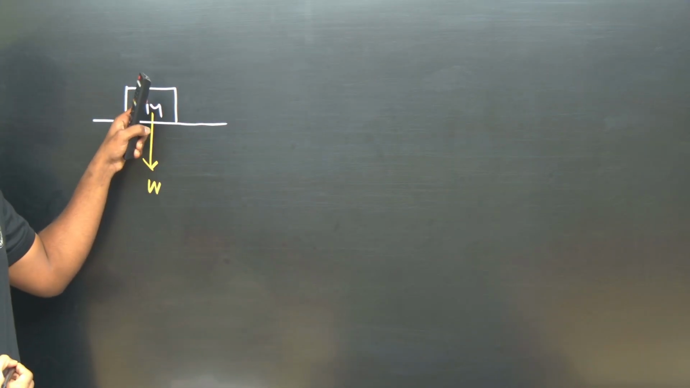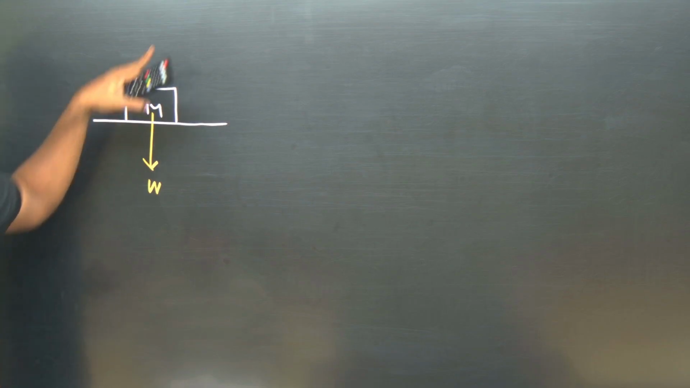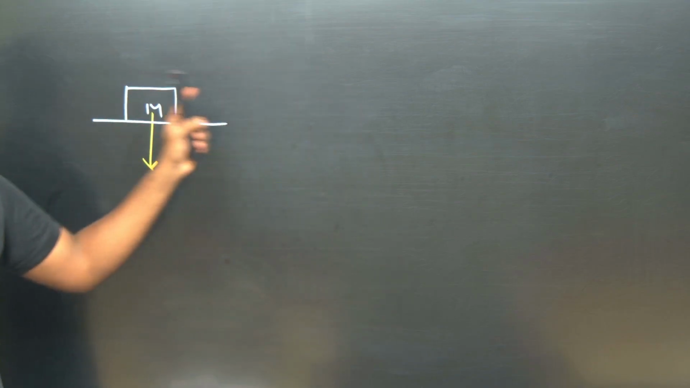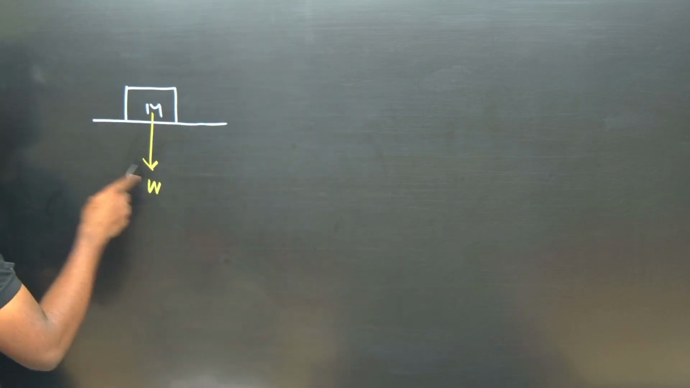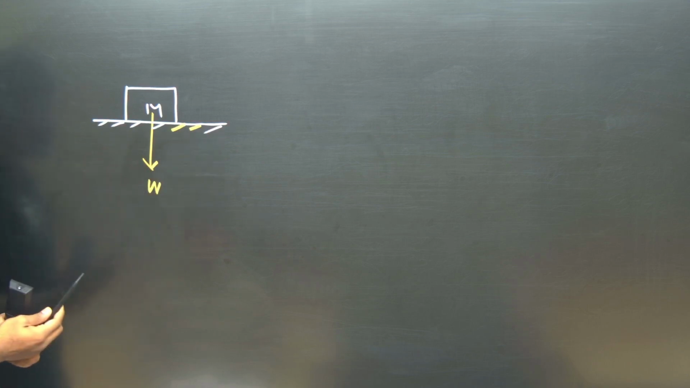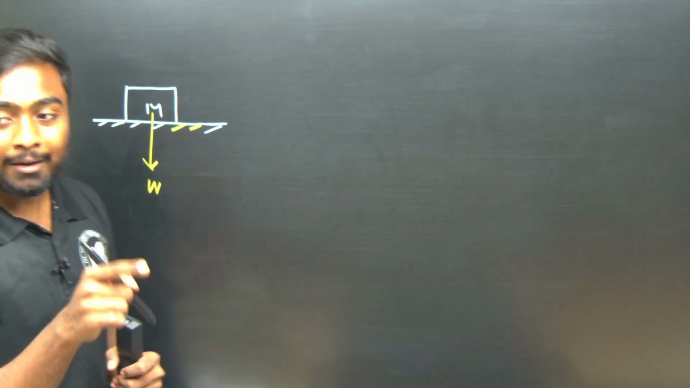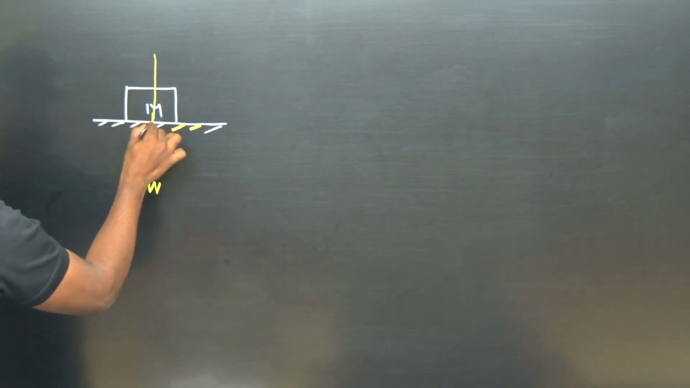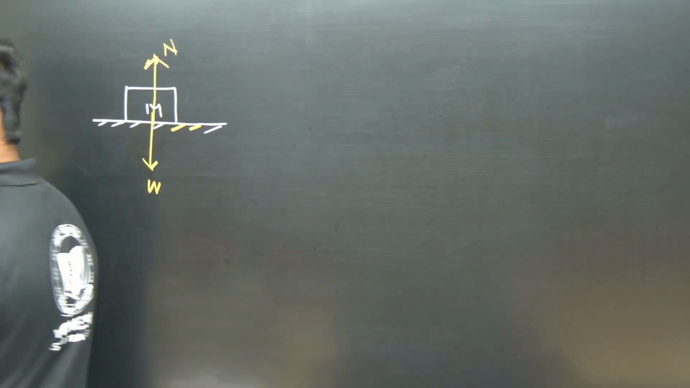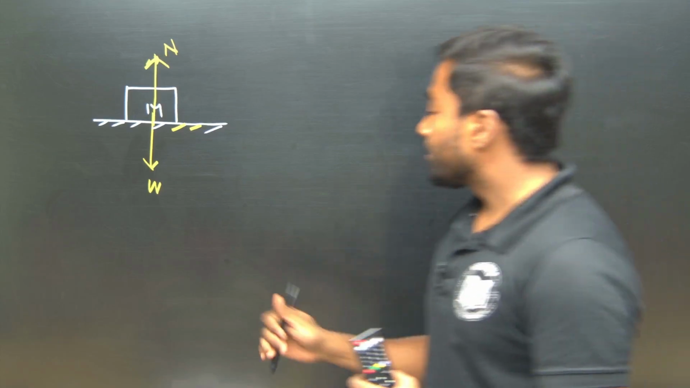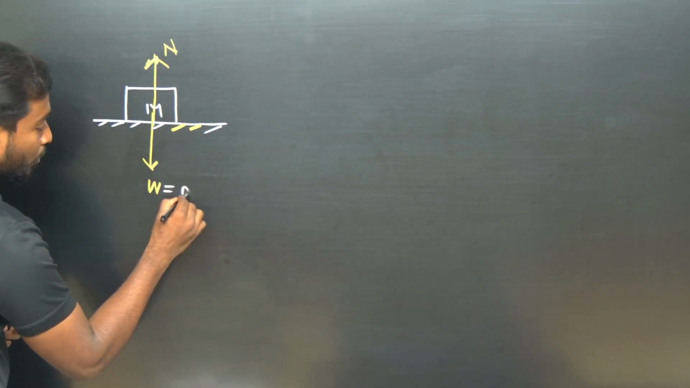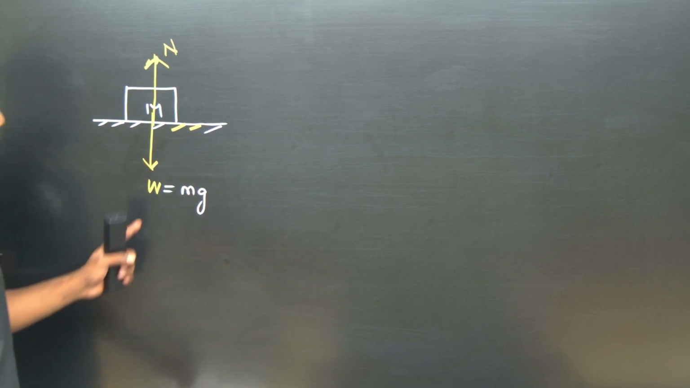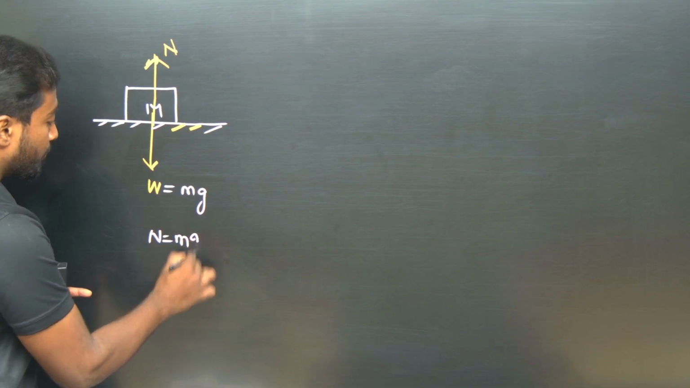Now let me check if the block is in contact or not. Yes. So one is the non-contact force, which will always be acting. Now the block is in contact with the surface. So this is my surface. Now the normal reaction will be acting, which is perpendicular to the surface, so in this direction. What I can say is the weight will be mass into acceleration due to gravity g. Weight will be mg. So here N will be equal to mg, can I say?